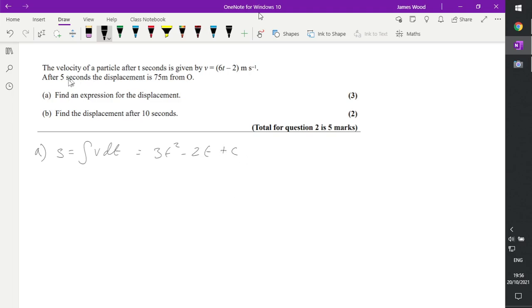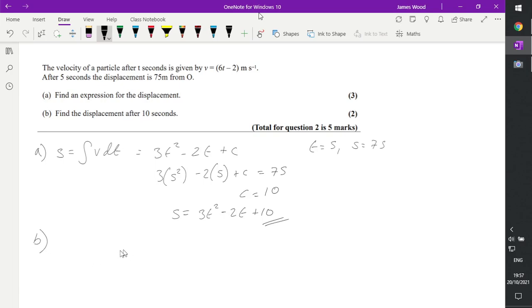To work out c, use the extra information they've given us. So they told us that when t is 5, the displacement is 75. So we can substitute that in. So that's 3 lots of 5 squared minus 2 lots of 5 plus c, and that should give me 75. And now I can solve this to find c. So c is going to be 10. So my full expression for s is going to be 3t squared minus 2t plus 10.